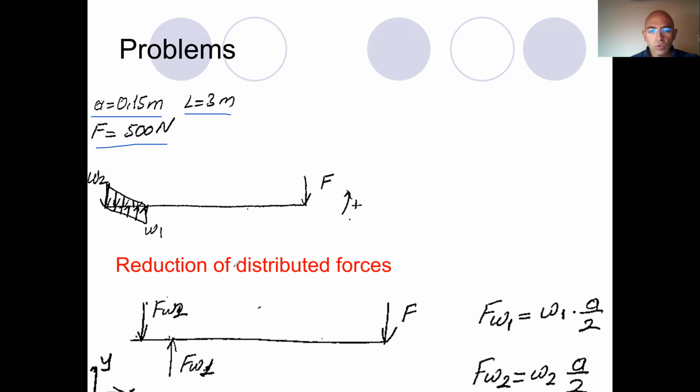Now, first step is to reduce the distributed load. Of course, we choose X as the horizontal coordinate and Y as the vertical coordinate. As a result, the resultants of the distributed forces are Fw2 and Fw1 here. Now, Fw1 is the area under the distributed load. It's a triangular region, so it is W1 multiplied by A divided by 2. Identically, Fw2 is W2 multiplied by A divided by 2.